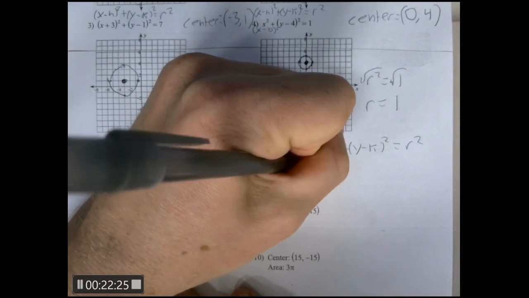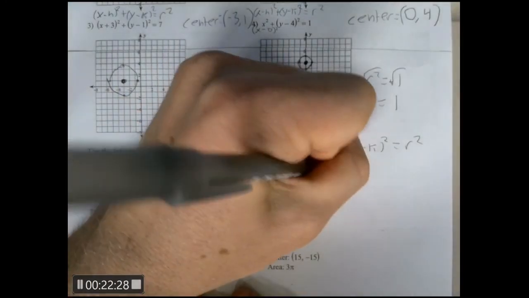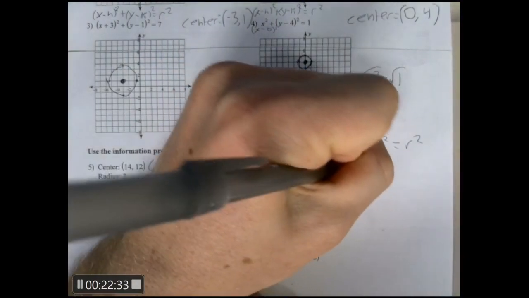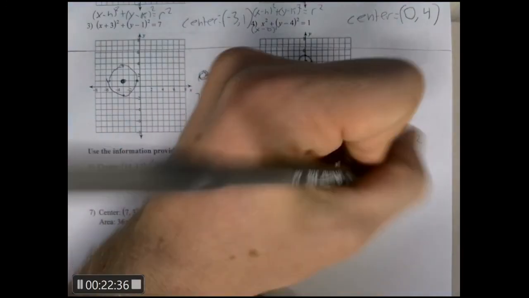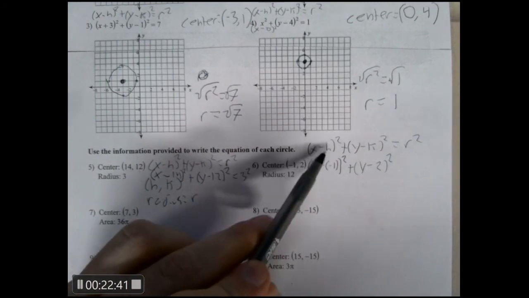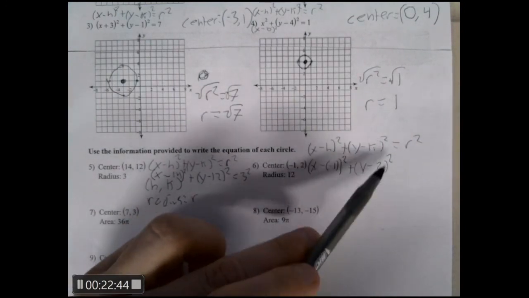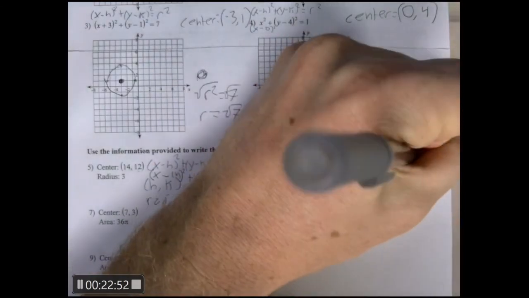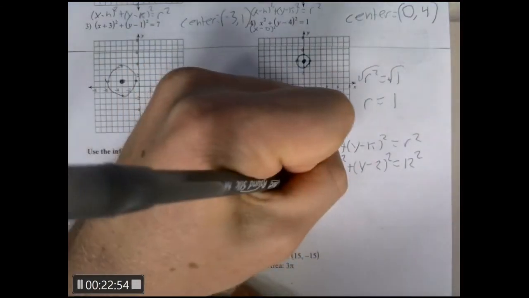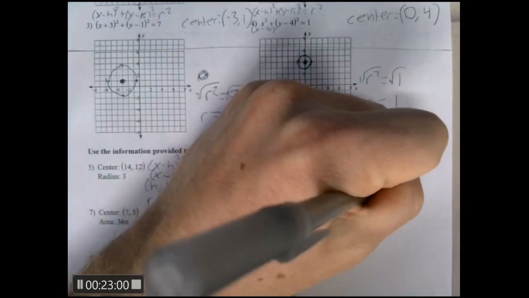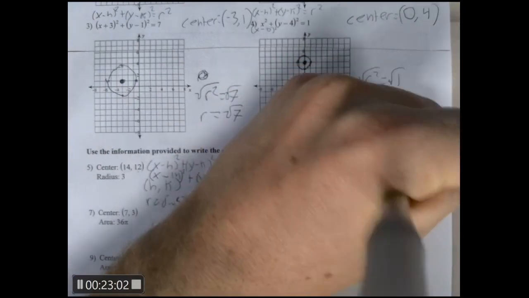So we're going to have x minus, plug in the negative 1, squared, plus y minus k is 2, squared. You see, negative 1 is going into h, 2 is going into k, and it's going to be equal to radius squared. Okay, and then we simplify, so it becomes x plus 4 squared plus y minus 2 squared equals 144.